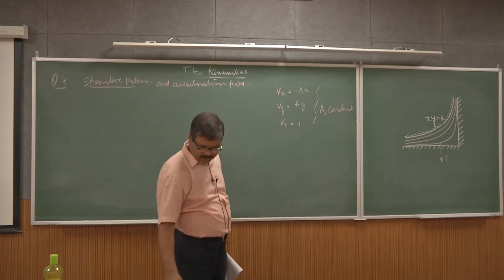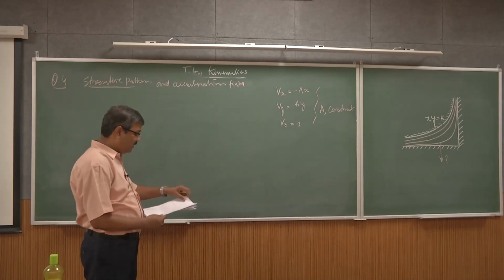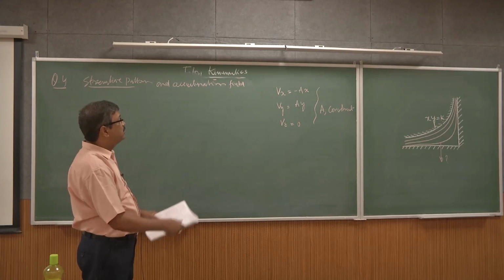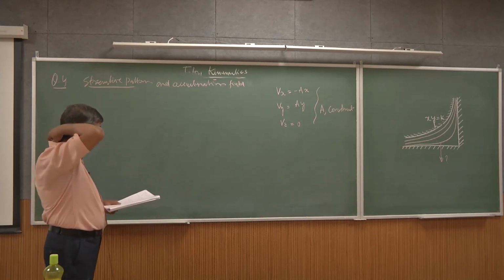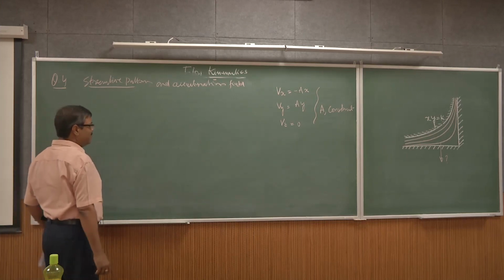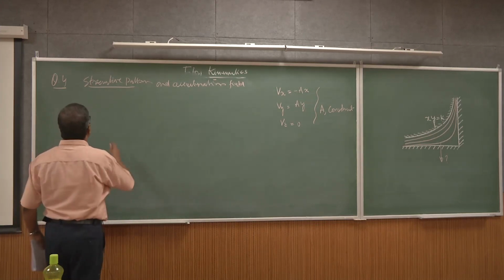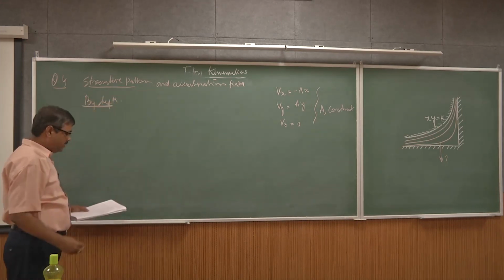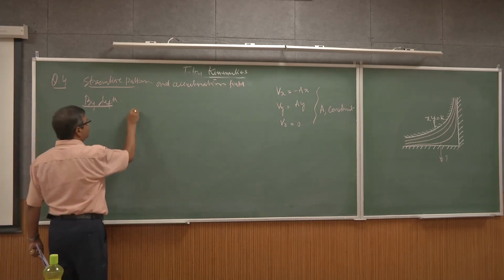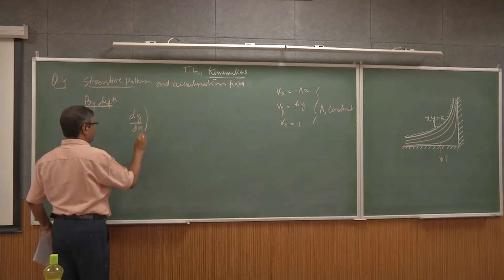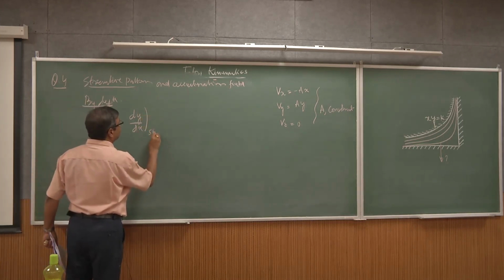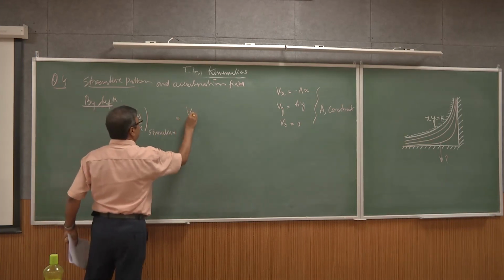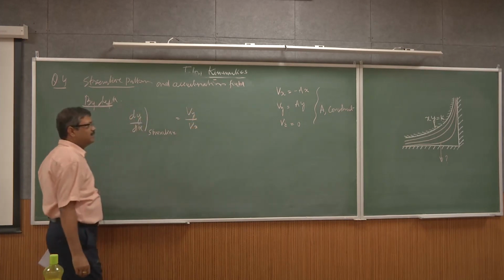Now if you look at the result part, we need to put the basic equations of the streamlines. The definition of the equation of a streamline is what we know: dy by dx of a streamline should be equal to Vy by Vx. This is the definition.